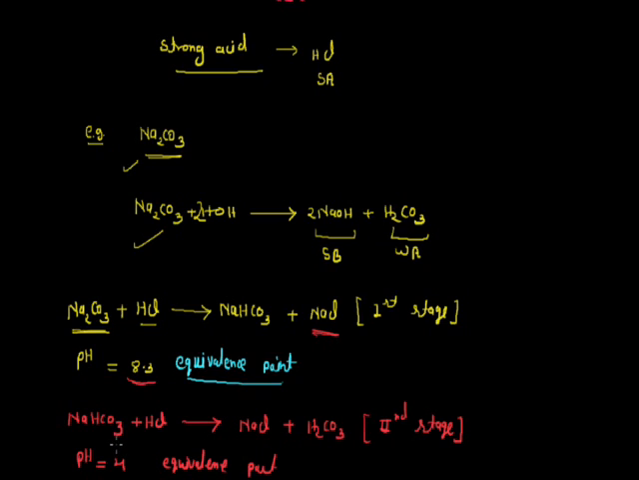But in the second stage, the product NaCl gives a neutral aqueous solution, and the second product, H2CO3, is a weak acid, so the medium is acidic. That's why in the second stage the equivalence point falls in the acidic range, at a pH of about 4. So now we decide which indicators are used to complete this titration.